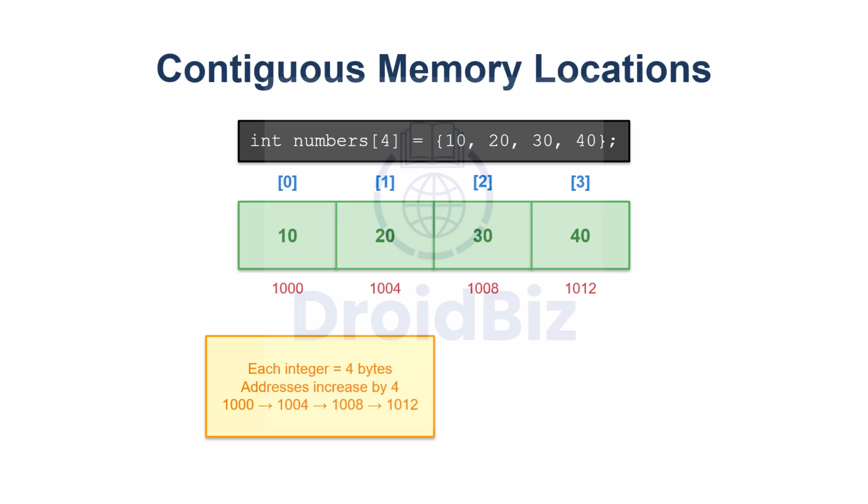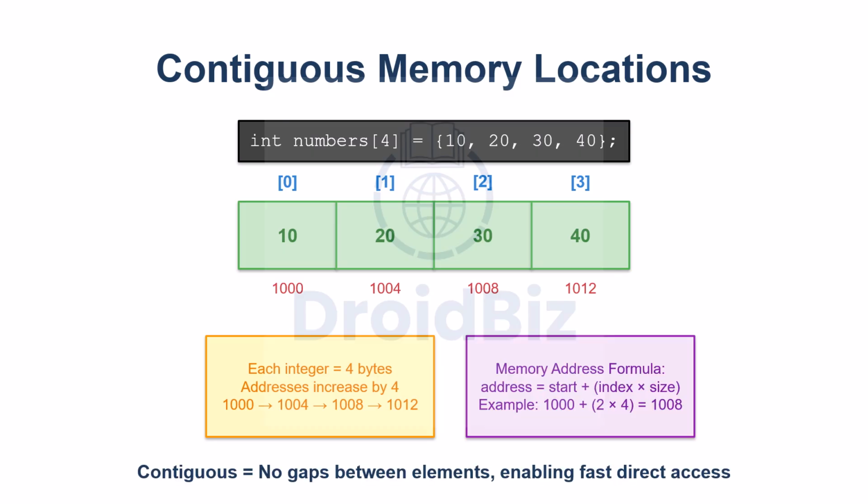Notice the pattern. Each address increases by exactly 4 bytes, which is the size of one integer. There are no gaps or unused bytes between our array elements. This contiguous layout is what makes array access so incredibly fast. The computer uses a simple mathematical formula to find any element.